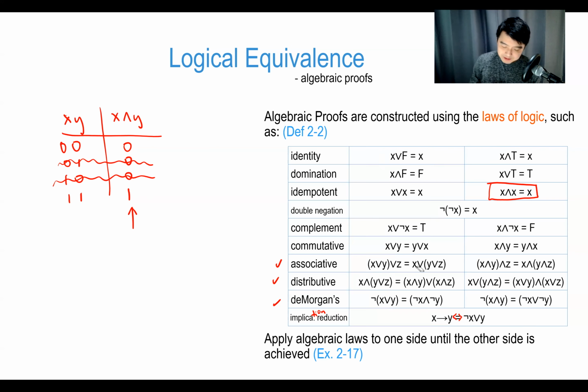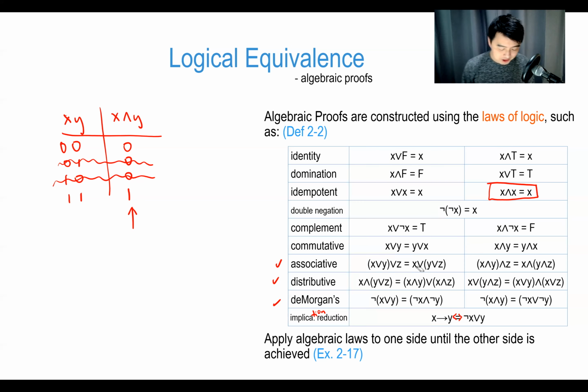So these are just patterns that I've explained. All of these laws are really just patterns. And the point of applying these laws is to be able to look for these patterns and apply them accordingly. That's our goal in any question that involves algebraic proofs, where we're using these laws of logic. And these are called algebraic proofs.